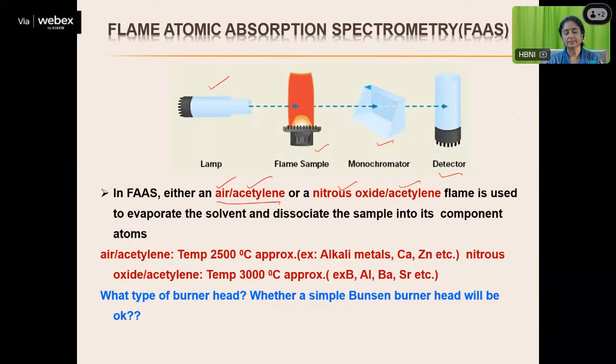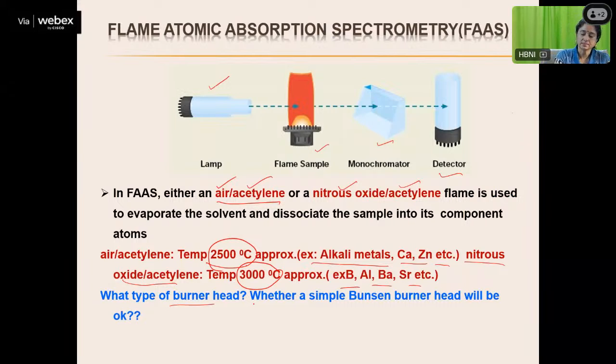In air acetylene, the temperature is approximately 2500 degrees centigrade, and it is very suitable for alkali metals, calcium, zinc, and the transition metals. Whereas the nitrous oxide acetylene flame is at a higher temperature, 3000 degrees centigrade. So this can be used for refractory elements, which have a tendency to form oxides when heated. They require high temperature to break into atoms. So boron, aluminum, barium, strontium, etc. can be done by the nitrous oxide acetylene flame.